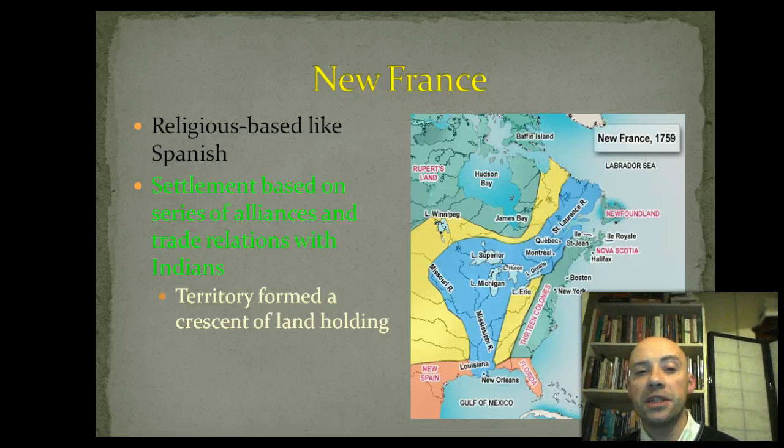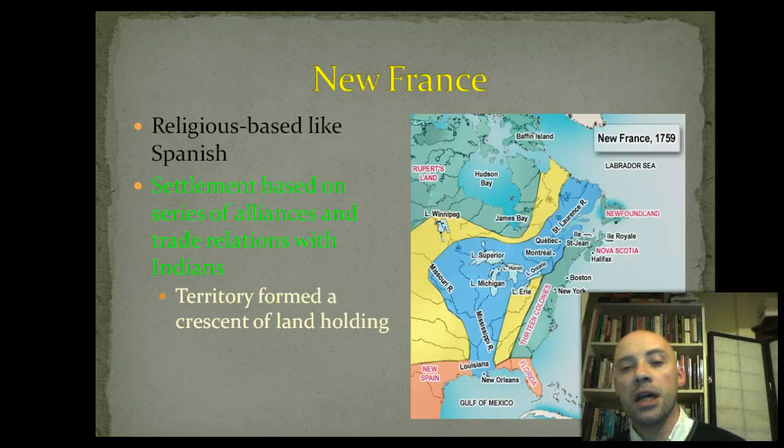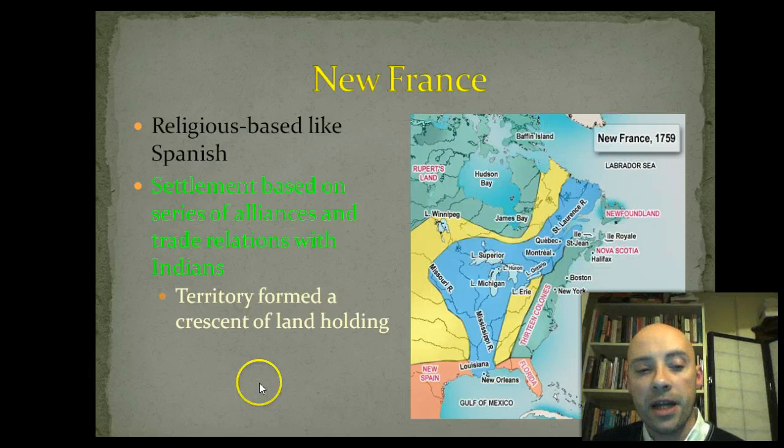New France was religiously based, much like the Spanish. The primary goal was religion, but they understood the importance of trade, and much like the Spanish, made a lot of money from trade goods. And they also, like the Spanish, had better relationships with the Indians, forming alliances and trade relationships when necessary, and often competing with the Spanish and the English with Indian help.